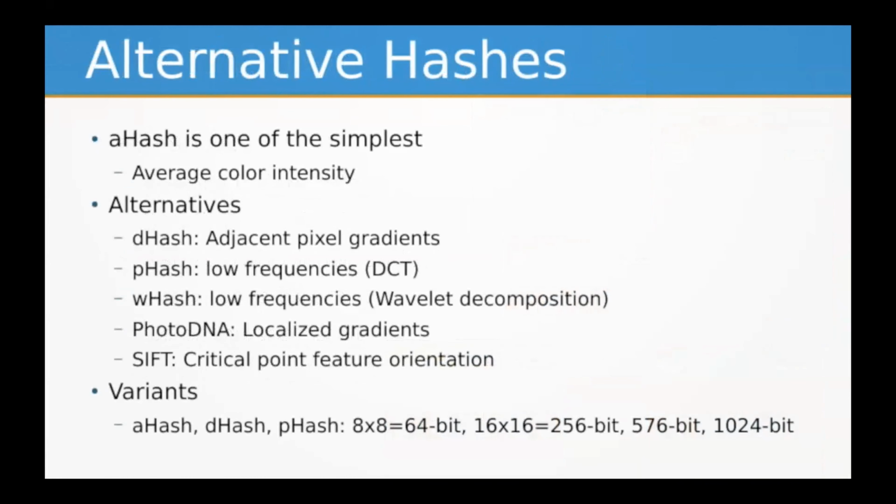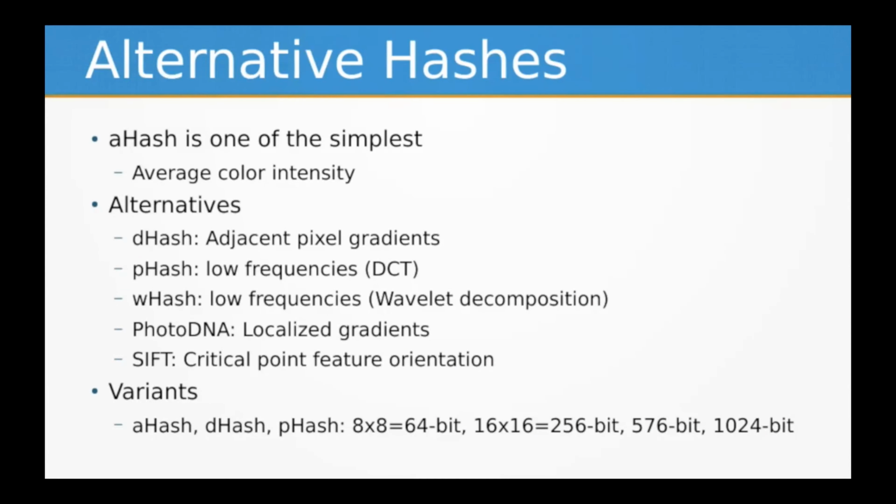aHash is an example of a very simple perceptual hash algorithm, but it works pretty well. Different pictures should have different average color intensity distributions. However, there are lots of alternative perceptual hash algorithms. For example, dHash focuses on adjacent pixel gradients. The black-white conversion determines whether the pixel on the left is brighter or darker than the pixel on the right.